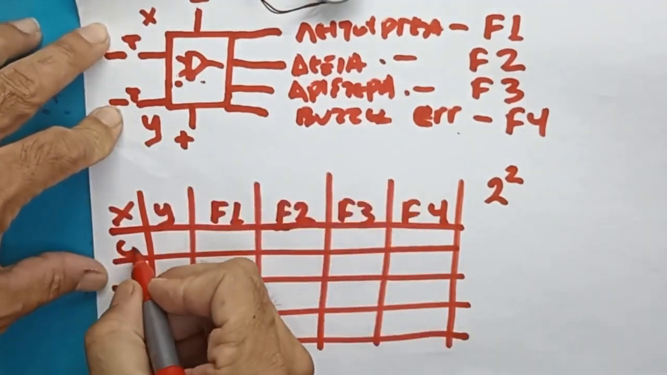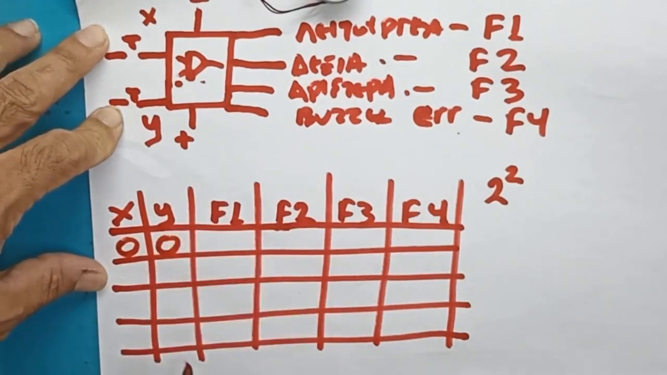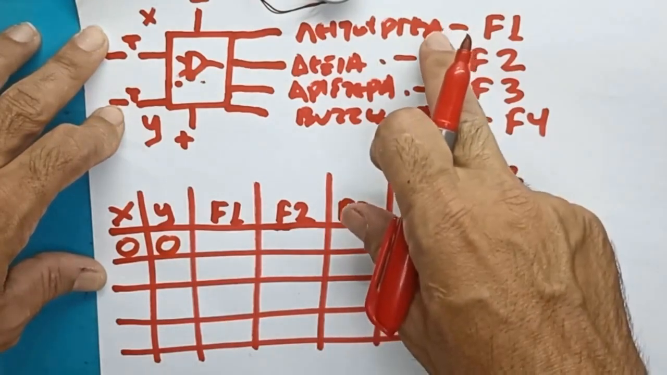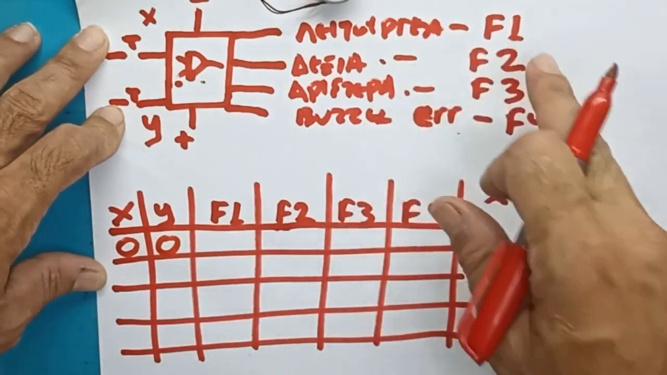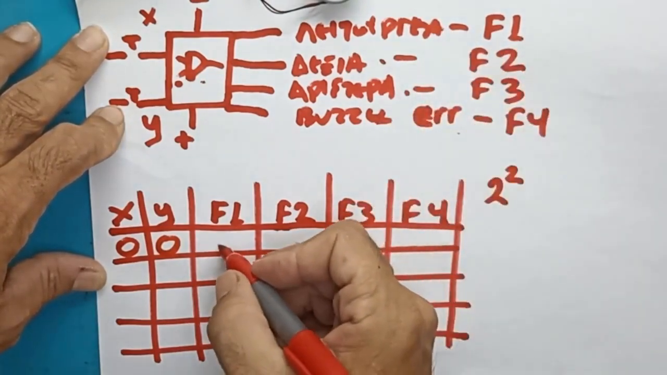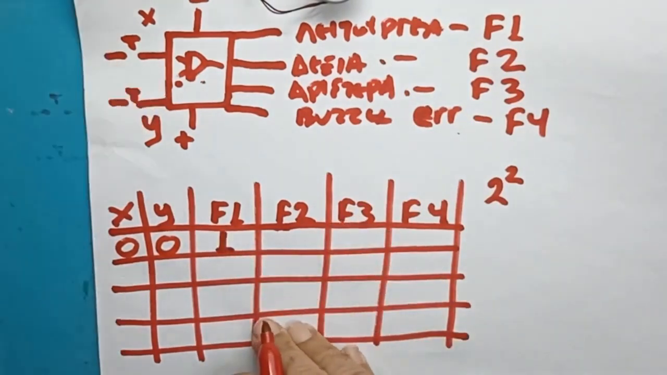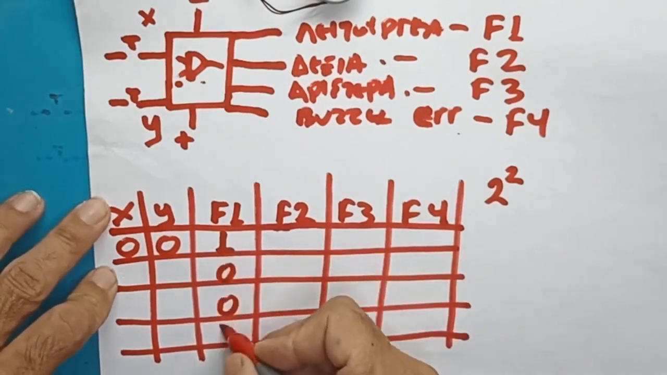If no button is currently pressed, the circuit is working. The operation indicator light will turn on, so at F1 we will have an output of 1 in order for the light to turn on. And in all other cases, there is no need for the light to turn on, so we will have 0.